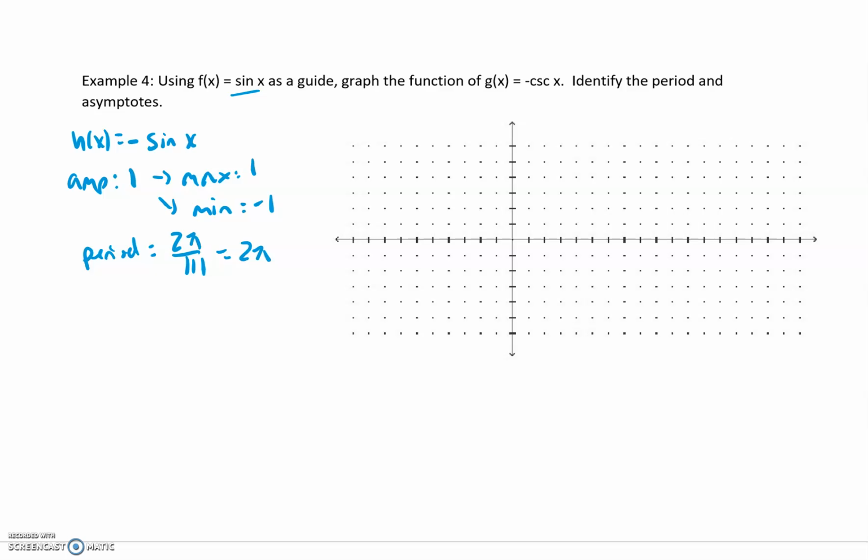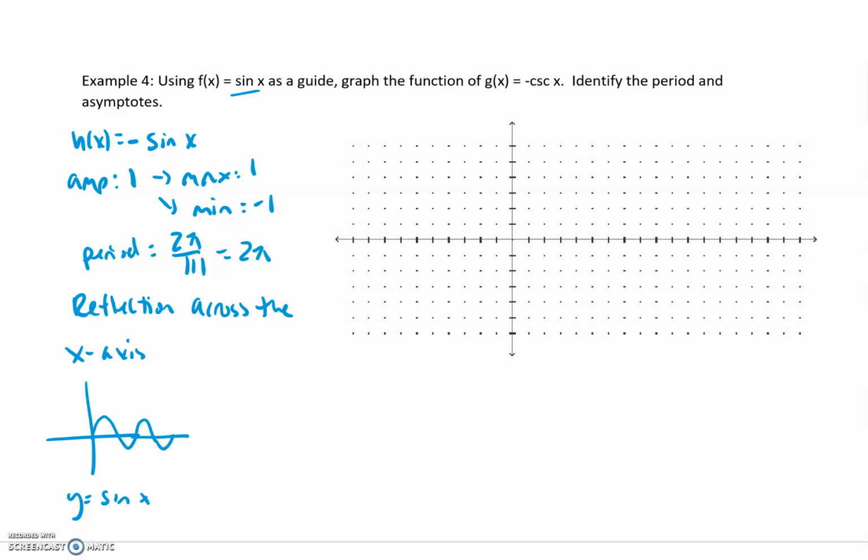But what does that negative do? Remember, that negative tells us there is a reflection across the x-axis because there's a vertical flip. So what does that do? Remember, if we started with y equals sine x, it looks like this, right? Then if we flip it, rather than going up first, we're going to go down, so it becomes that kind of mirror image. So that's what we want to do in the graph.